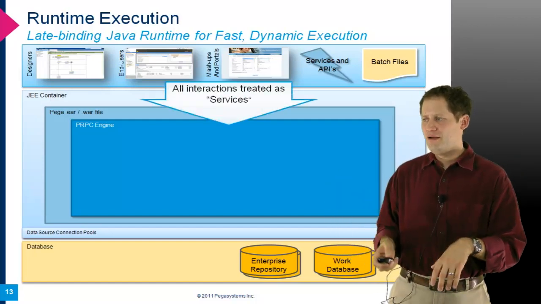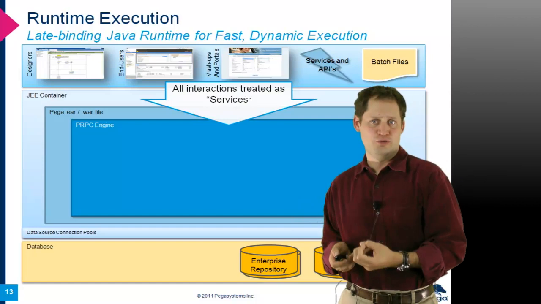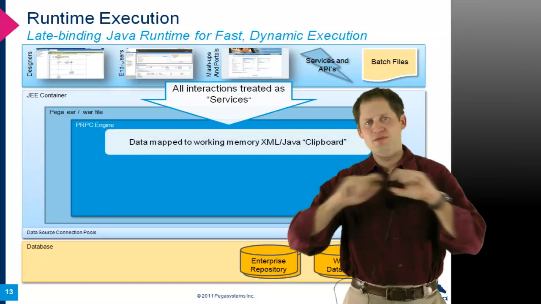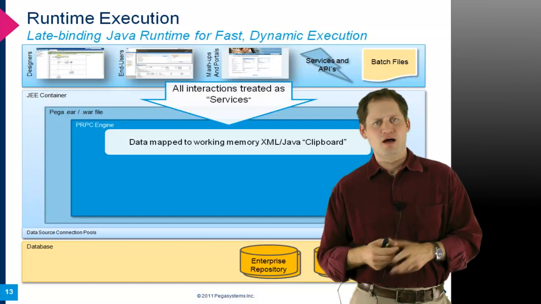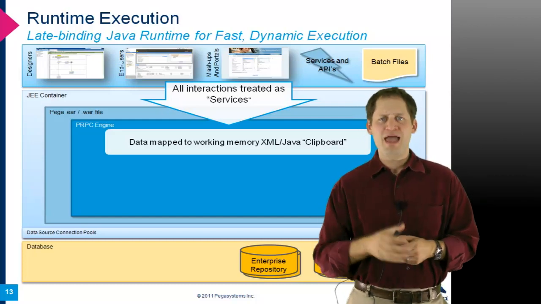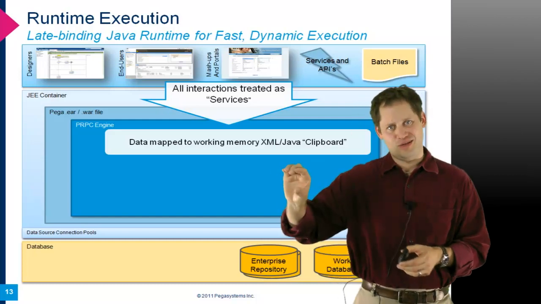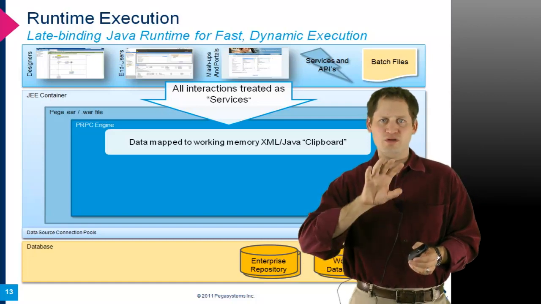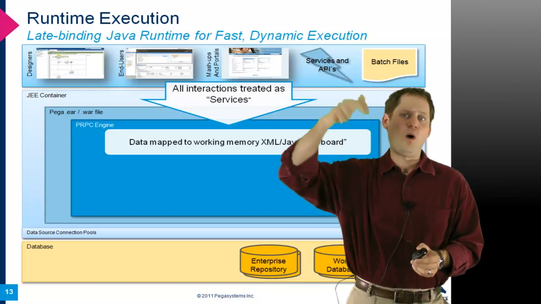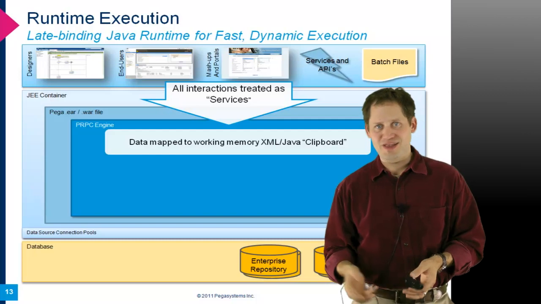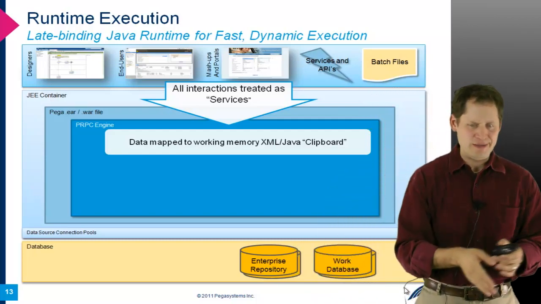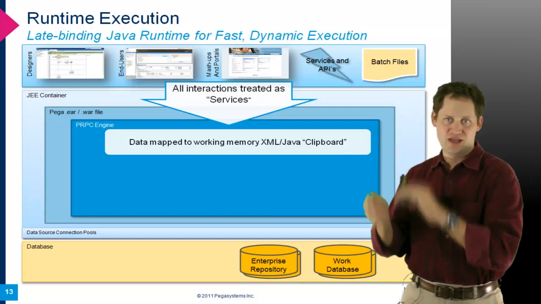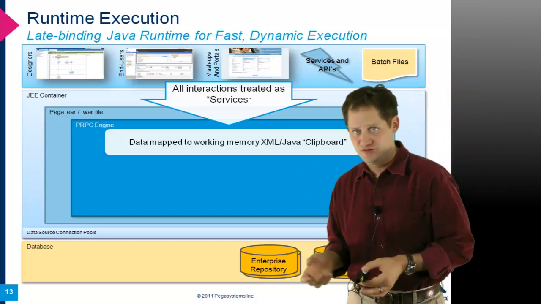We do that by taking the data from all those requests and populating them into a working memory structure that we call the clipboard. It's an XML Java working memory area, and it works to normalize and isolate the processes and rules from the way they are being called. The result is that any process I build in Pega can be called via a Pega UI, via a web service, via an API, via batch file, etc.